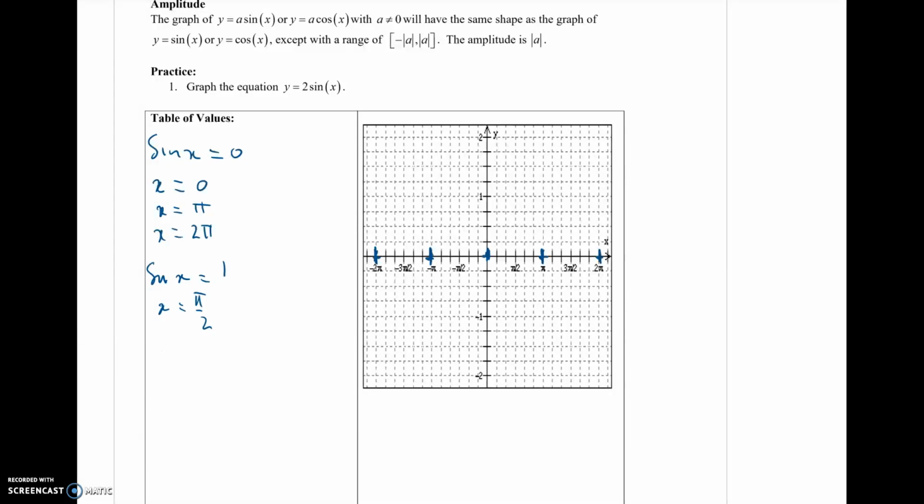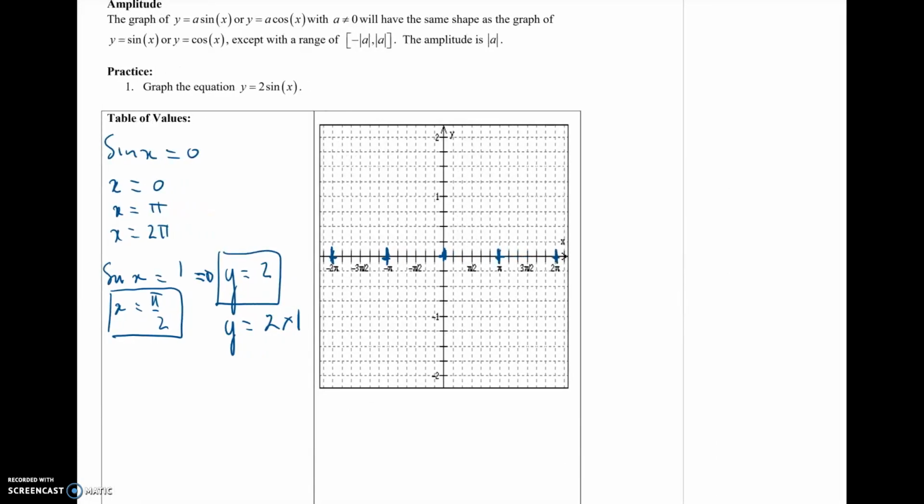But when sine x equals 1, that implies that y will be equal to 2. Why? Because we have y equals 2 times 1. Sine x equals 1, 2 times 1 equals 2. Therefore, when x equals pi over 2, y equals 2. At pi over 2, I'm right here.